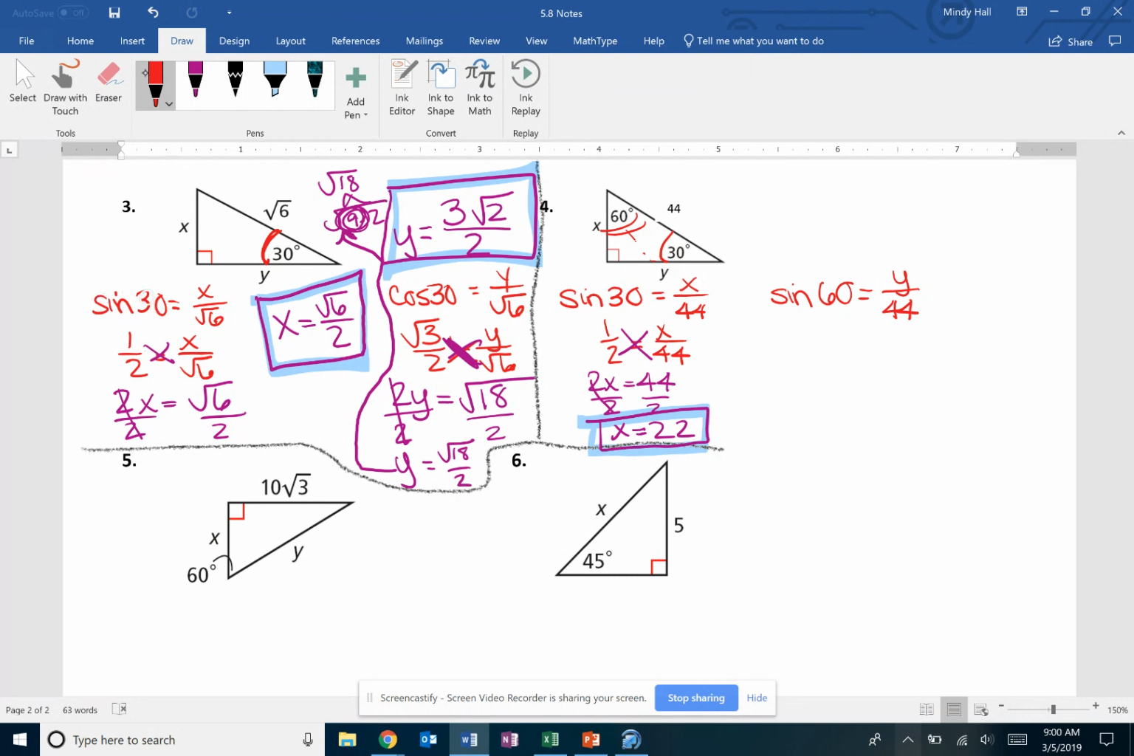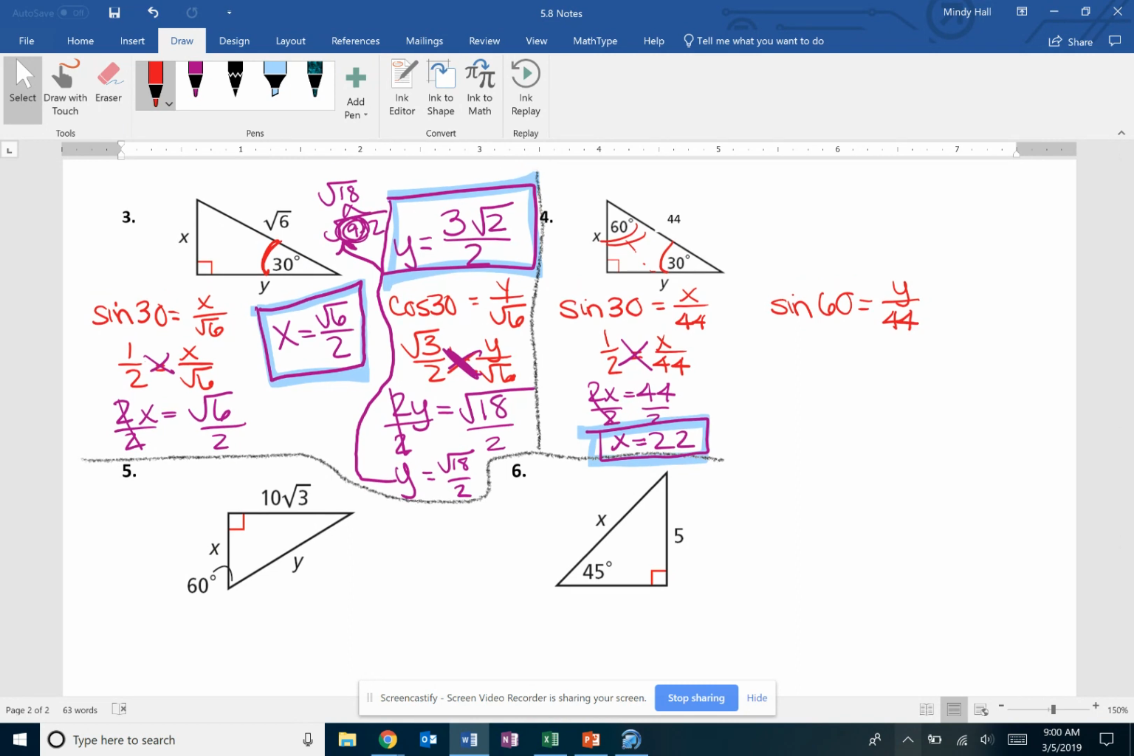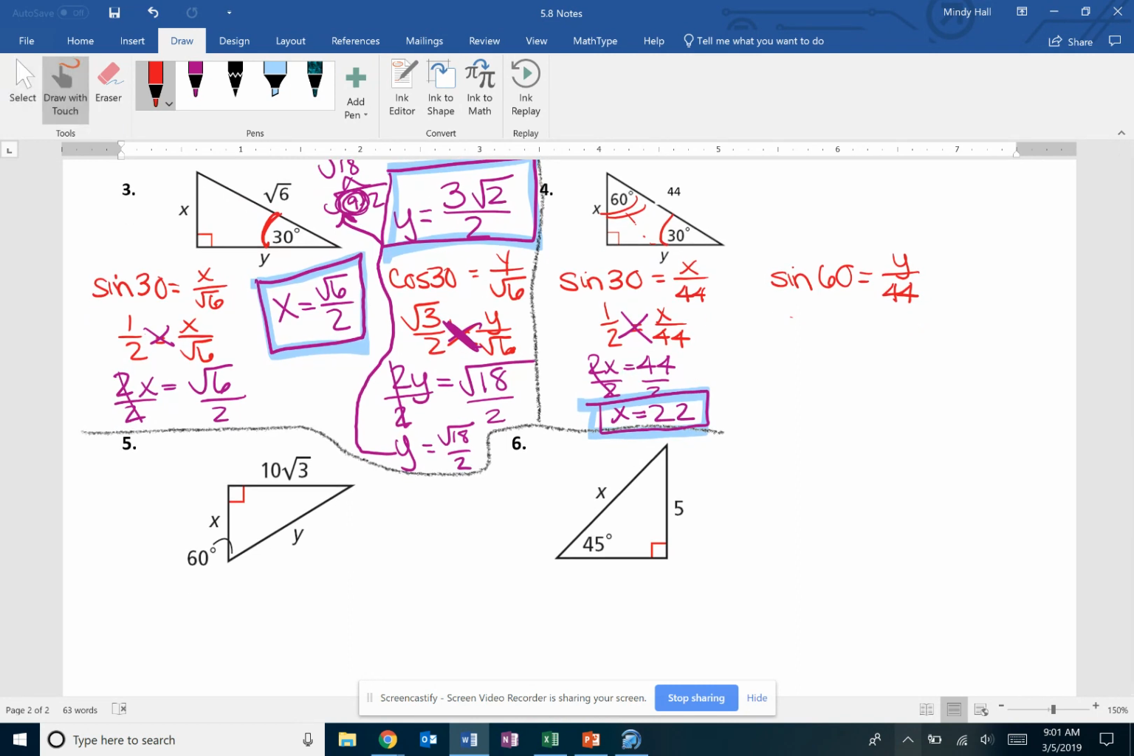In number 3, I kept 30 degrees for both of the angles, but then I moved the sine and the cosine. For number 4, I kept the sine and just changed the 30 and 60. And it's totally up to you how you want to solve it, as long as you're setting up your trig functions right. So sine of 60 is the square root of 3 over 2. And if you don't believe me, check your chart.